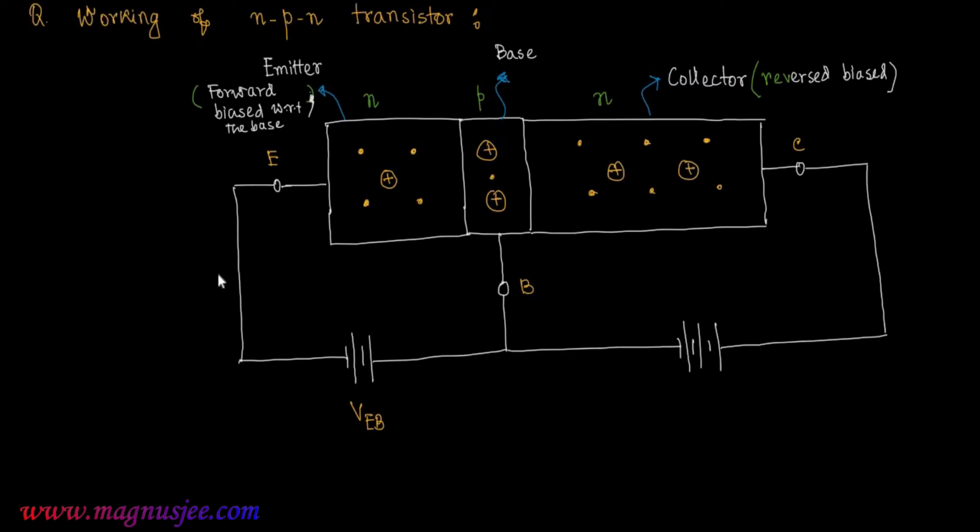In this case the collector is reverse biased. That's why the battery which will produce the current to the collector will be a stronger battery, and this is the positive terminal and this is the negative terminal of the battery. The EMF of this battery is VCB. So this is the circuit diagram of the NPN transistor.